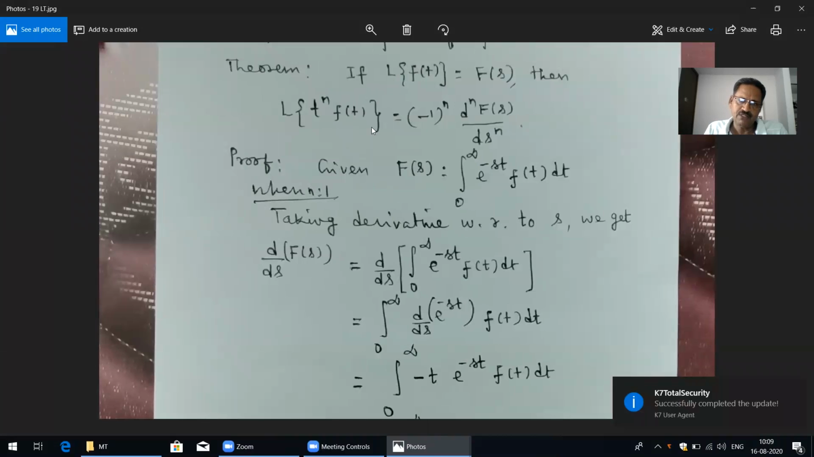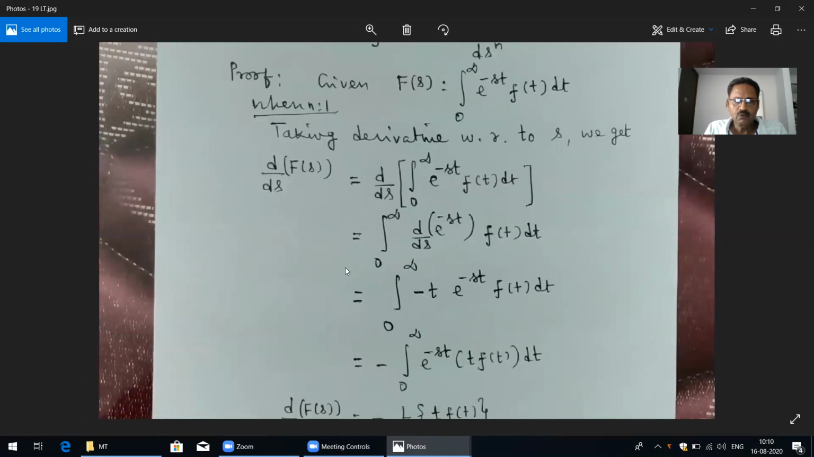For the very first step, we take d by ds of F of s. F of s we know. Given F of s equals the integral from 0 to infinity of e power minus st f of t dt, taking the derivative with respect to s, we get d by ds of F of s equal to d by ds of the whole thing. Now you write d by ds of e power minus st, because f of t is a constant here. So what is the value here now? This one is minus t times e power minus st times f of t dt.